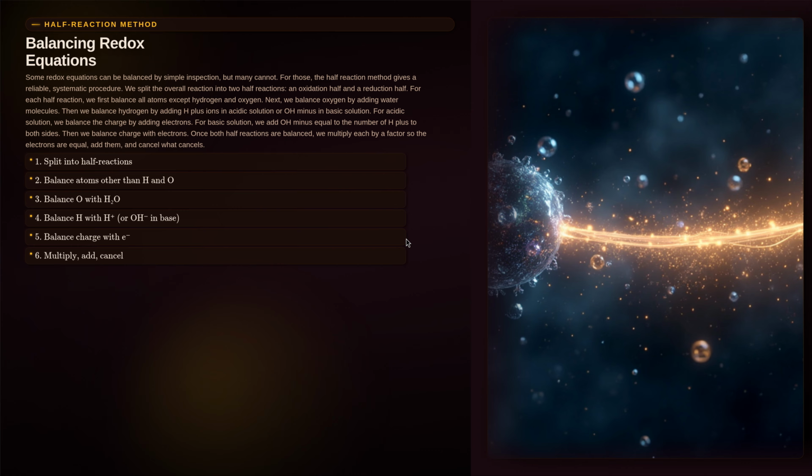Once both half reactions are balanced, we multiply each by a factor so that the number of electrons lost in the oxidation half equals the number gained in the reduction half. Then we add the 2 half reactions together. The electrons cancel. We cancel any water molecules that appear on both sides. What remains is a balanced overall equation. This method works for every redox reaction, no matter how complex.